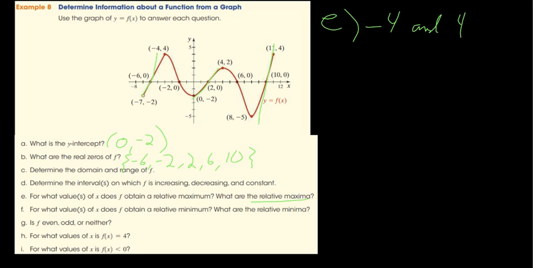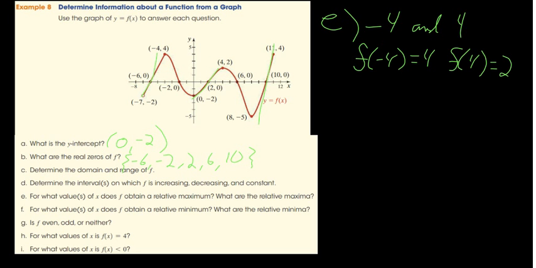And then the second part reads, what are the relative maxima? Well, that's pretty easy. Well, what is the value at -4? Well, it's going to be 4. So at f of -4, we are at 4. And at f of 4, we are at 2. Okay, and again, I'm just looking at f of -4 is equal to 4, and f of 4 is equal to 2. And that is the relative maximum.